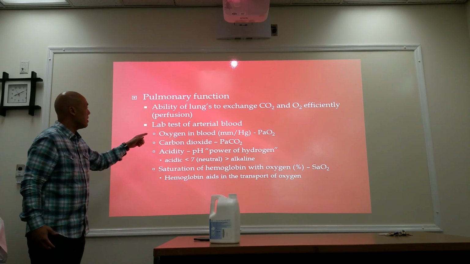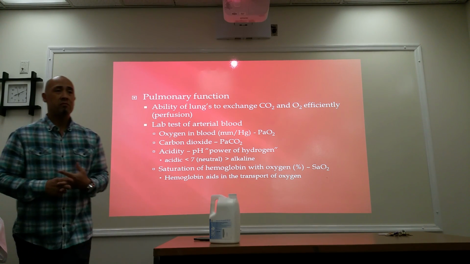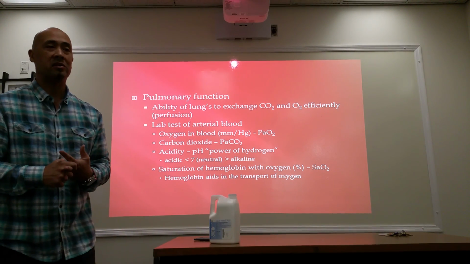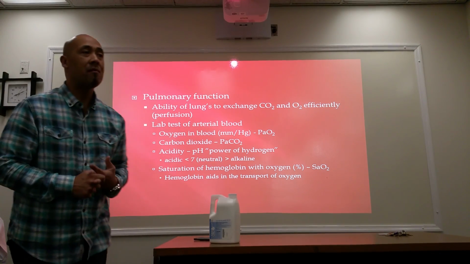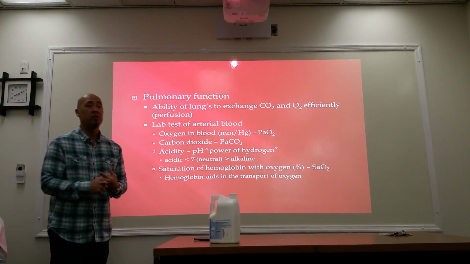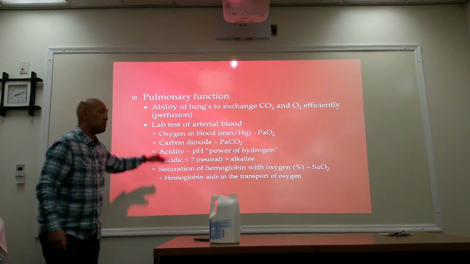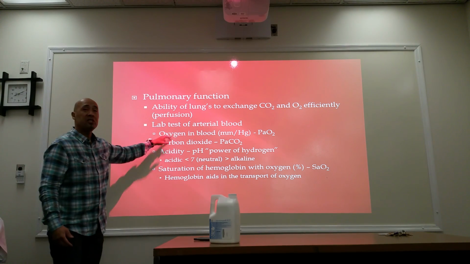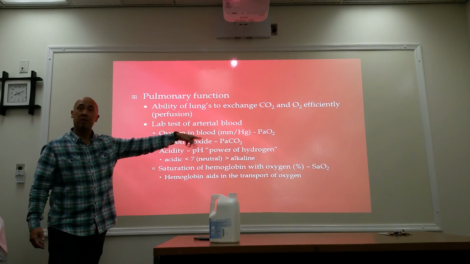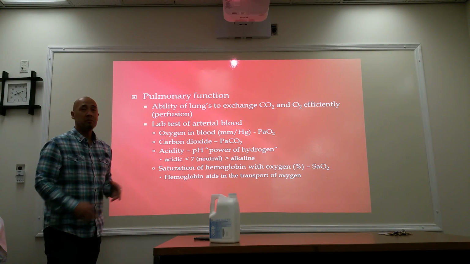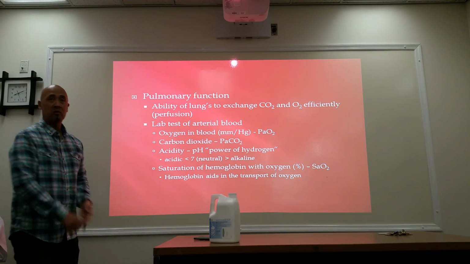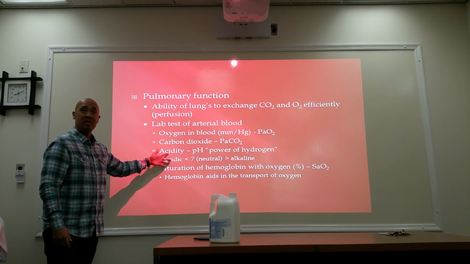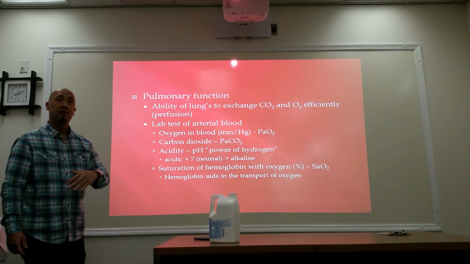So again, remember those chemical acronyms. We do what's known as an ABG. ABG stands for arterial blood gases. We will take a sample of your arterial blood and do different measurements. We can measure the amount of oxygen in your arterial blood, remember, pulmonary artery oxygen, measured in millimeters of mercury. We can also measure the amount of carbon dioxide, as well as the acidity or alkalinity of your blood.